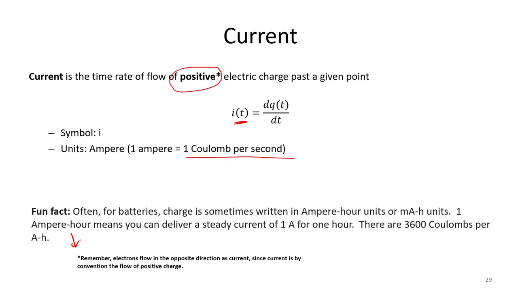How about another fun fact? For batteries, for example, if you look at a cell phone battery or a laptop battery, charge is sometimes written in ampere hours or milliamp hour units. And 1 ampere hour means you can deliver a steady current of 1 ampere for 1 hour. So there are 3,600 coulombs per 1 ampere hour.